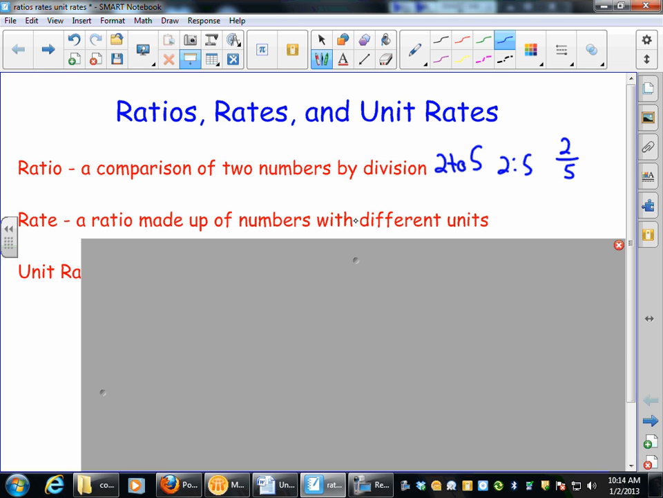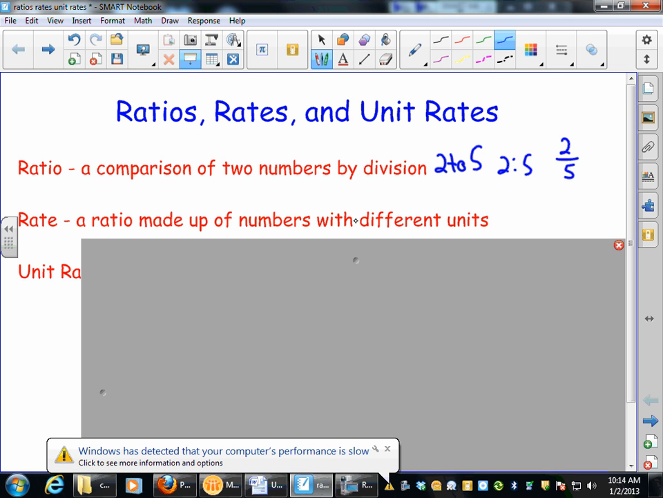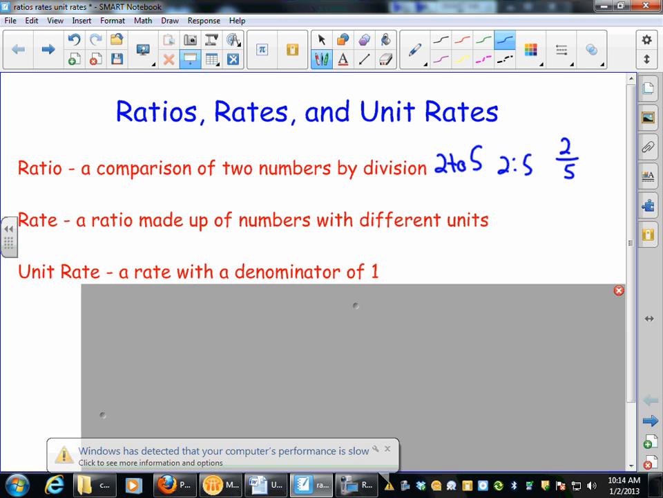Whenever you go to buy things, like if you're buying gasoline, that is priced as a dollar amount per gallon. So you're comparing money and gallons. So that's a rate. If you go to a store, you're buying fruit or meat, things like that, you buy it at a price per pound. So you're comparing money and pounds. All of those things are rates because they have different units that you're comparing. It's still a ratio, but they have different units, so it's a rate.